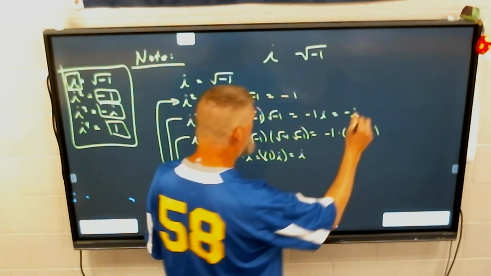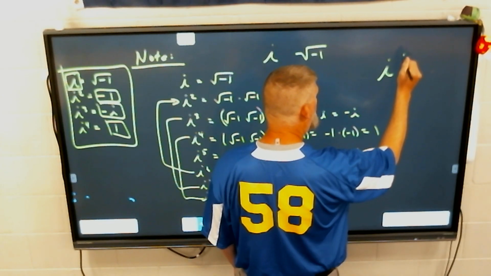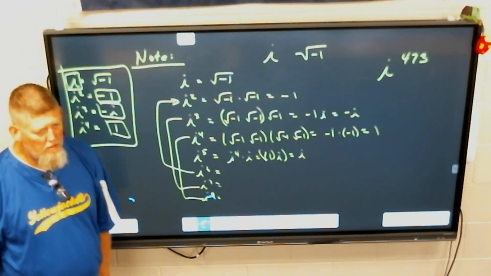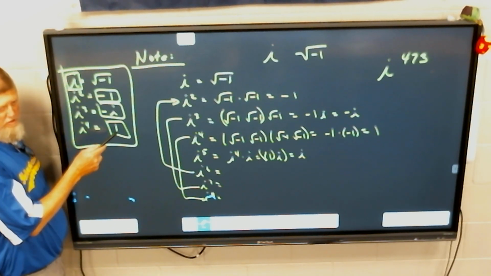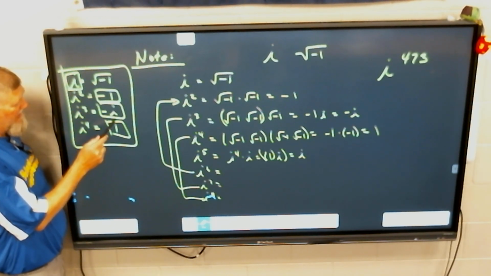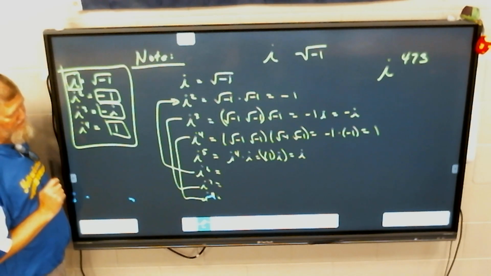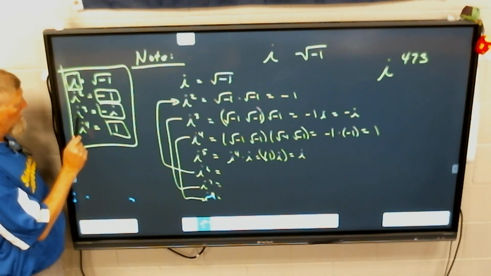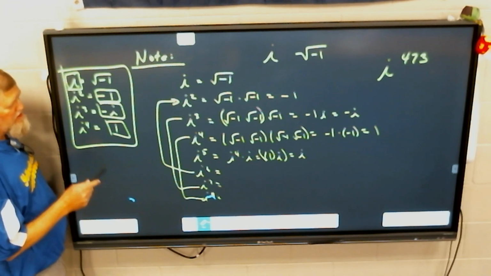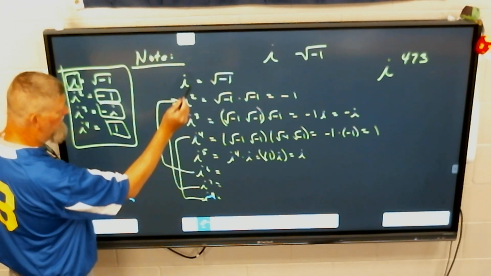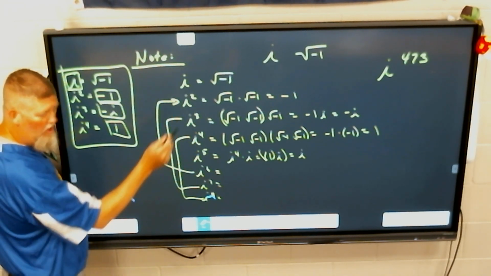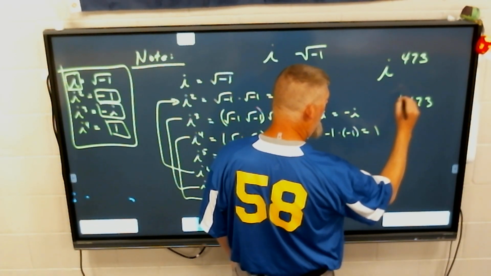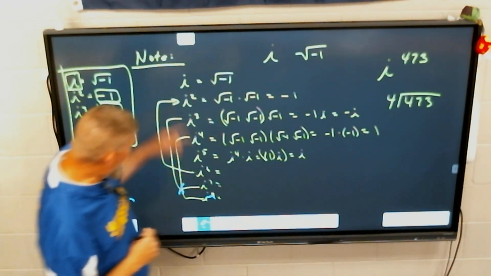Okay, but they'll give you something like i to the 473rd power. What's the answer? Well, it's going to be one of these 4 answers: i, -1, -i, or 1. In fact, it's an odd number, so it's either going to be i or -i. So the question is, where does it land? 1, 2, 3, 4, 5, 6, 7. You just count it out. Or we could take 473 and divide by 4, because it has a pattern of 4, right?